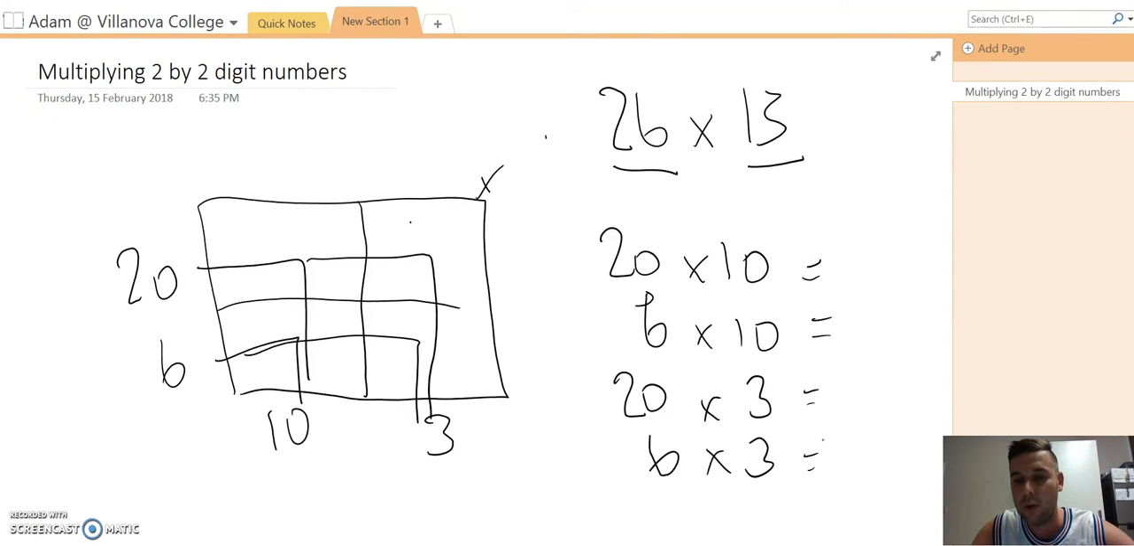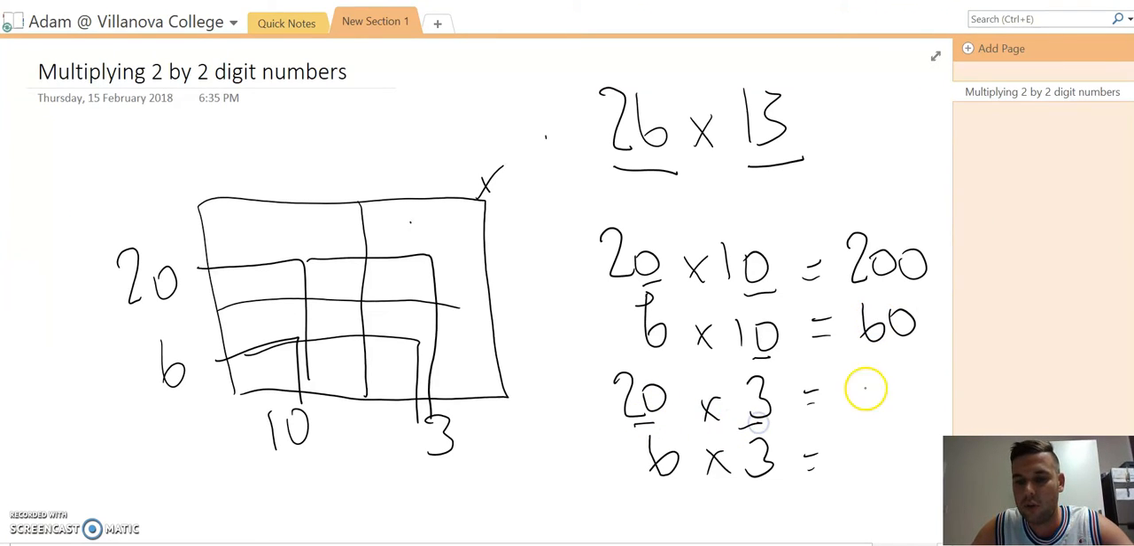Let's start with the first one, 20 times 10. We know 2 times 1 is 2. Now we're working with tens, so there's 2 zeros there, so we add them on the end. 20 times 10 is 200. We've got 6 times 10, we know 6 times 1 is 6. Working with tens once again, so we've got 60. 20 times 3, once again, is 60. And our final sum, 6 times 3, is 18.